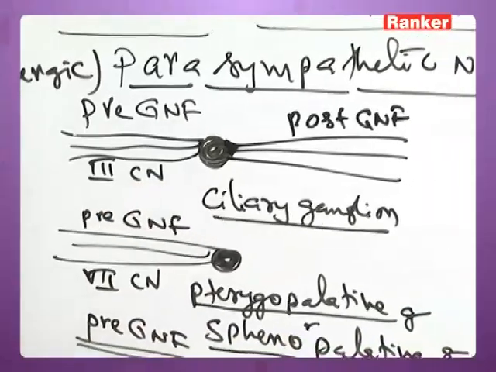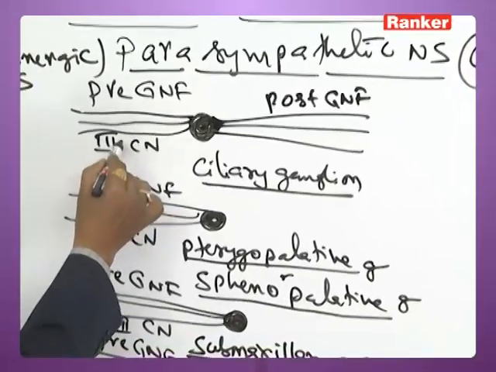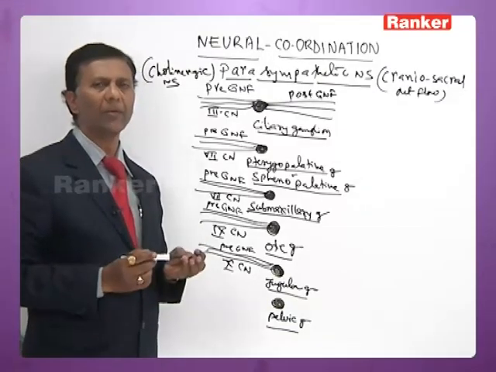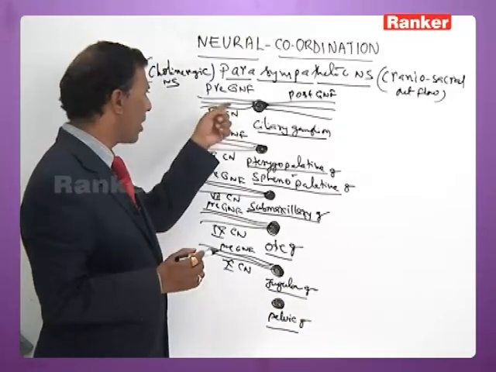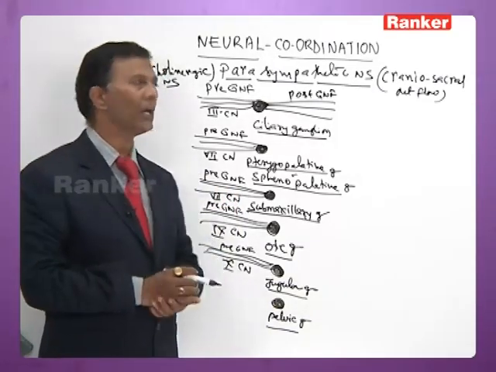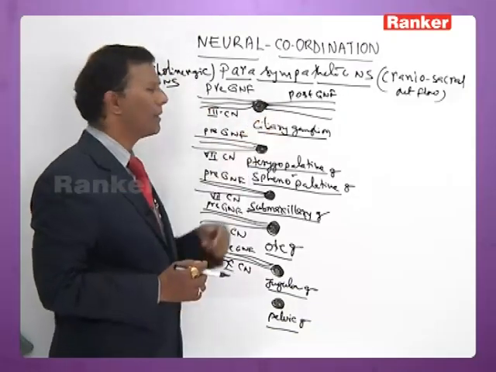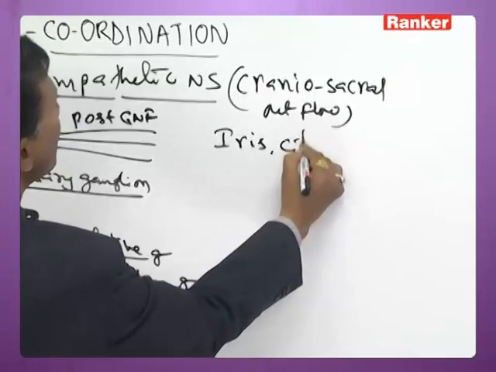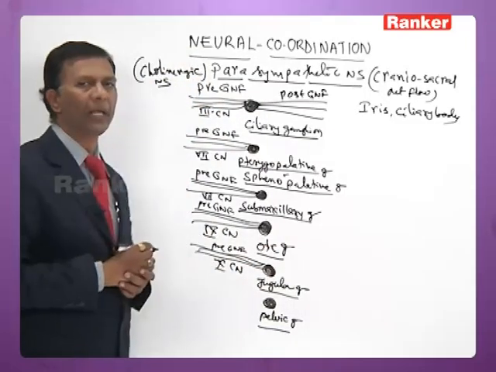Now the first one, the ciliary ganglion. The preganglionic nerve fibers of the ciliary ganglion accompany the third cranial nerve, the oculomotor nerve. They extend along with the oculomotor nerve and terminate in the region from where they are given off. They are given off from the midbrain, so they get terminated in the midbrain. Then the postganglionic nerve fibers of the ciliary ganglion are supplied to the iris and ciliary body.